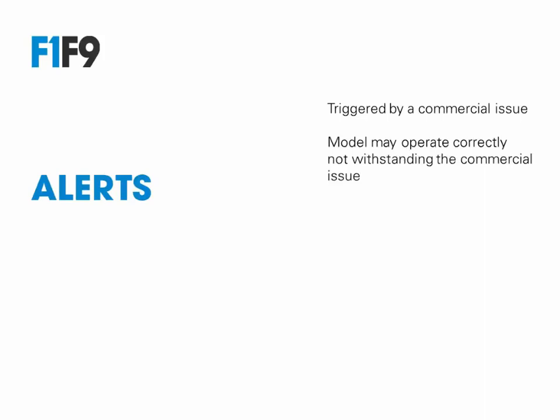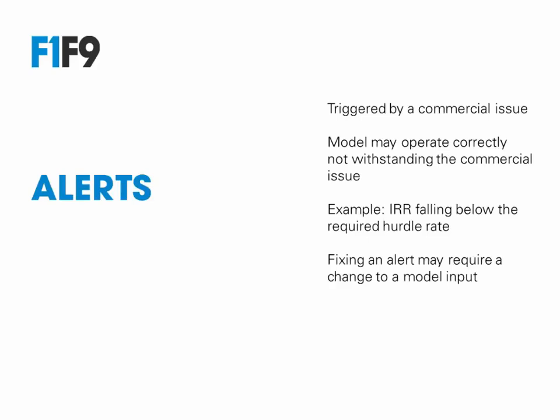Compare that with an alert. An alert is triggered by a commercial issue. A model may be operating perfectly correctly, notwithstanding the commercial issue. An example here might be a loan covenant that has been breached, or an internal rate of return that falls below a required hurdle rate. To fix a model alert may well require a change to a model input, if indeed anything at all can be done to fix it.